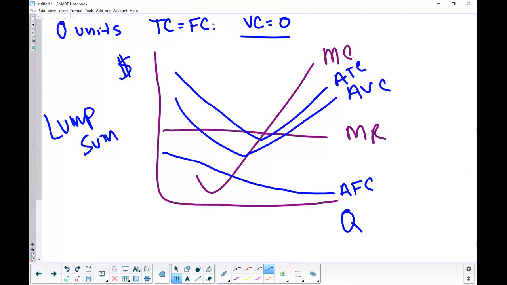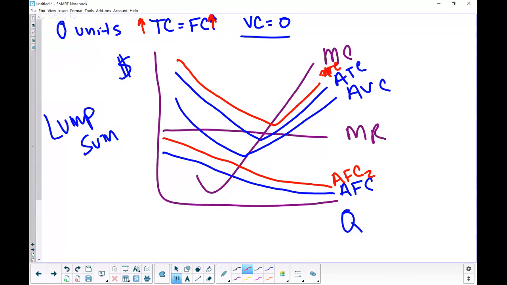What it's going to do is increase our fixed costs. So all the lump sum's going to do is raise our fixed cost. Let me do it in a different color. Maybe that'll help. It's going to raise our fixed cost curve up. Okay, so this is our new average fixed cost curve. We'll call that 2. It's going to increase our average fixed cost curve, which also does what? It's going to increase our total cost curve. So then our ATC is going to be like this. Okay, that's a horrible ATC. Okay, so it's going to look like that.